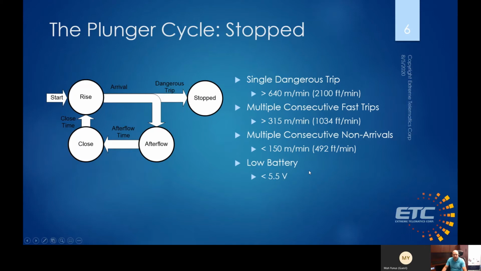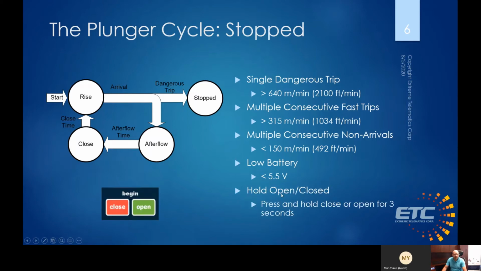As well, we can shut in based on a low battery to make sure that the valves are left in a known state. So a low battery is less than 5.5 volts, and we have to read that 3 consecutive times in order to indicate that a low battery has happened. And then as well, you can push it into the stop state yourself.